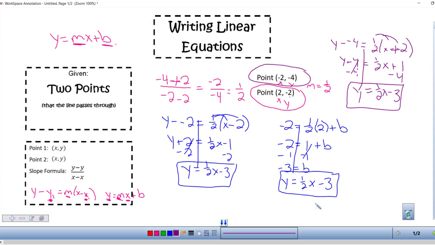I did it 3 different ways. You can pick one of your 2 points. This one, I picked this point and got the same answer as when I picked the other point. It doesn't matter. You can choose to use point slope form, or you can choose to plug it into slope intercept form and solve for b. It doesn't matter, so you get to choose some things here. Just make sure that when you're choosing them, you are consistent and that you find the correct slope first.